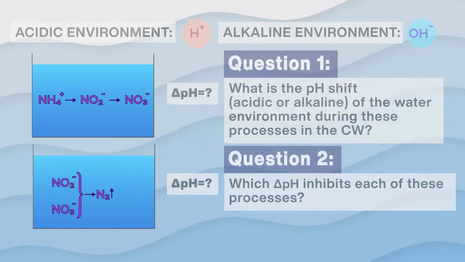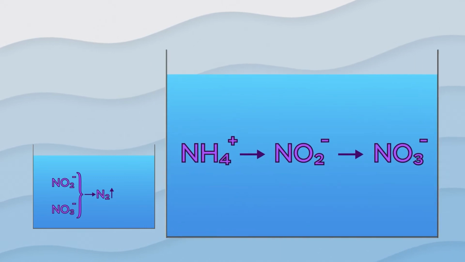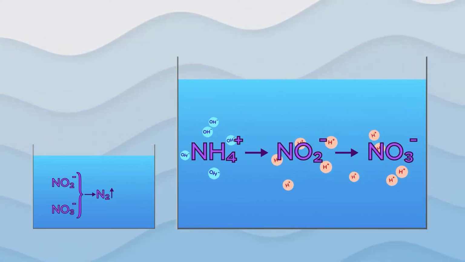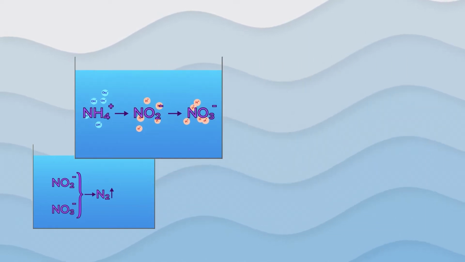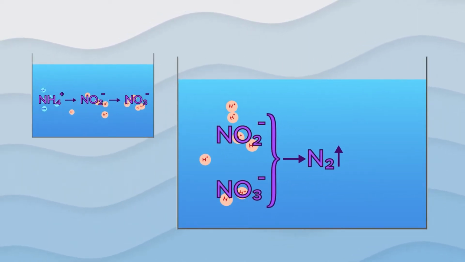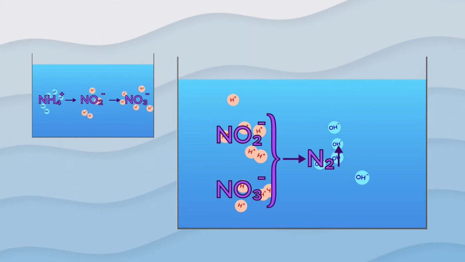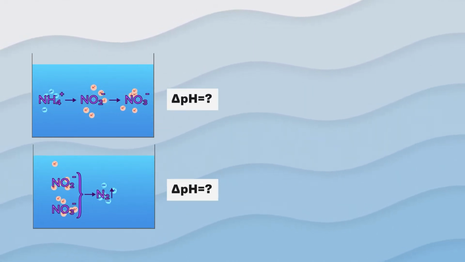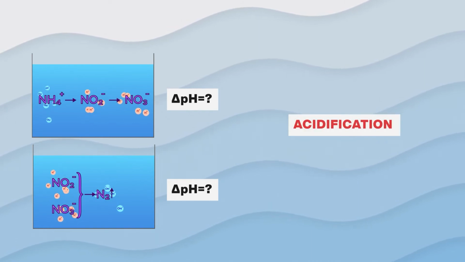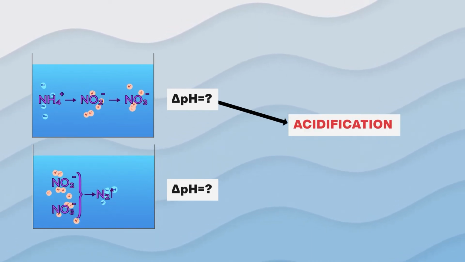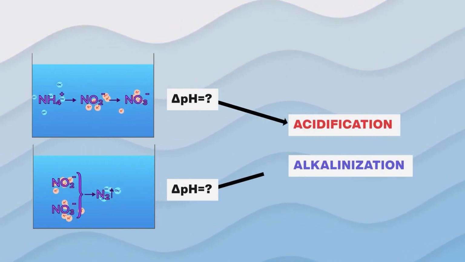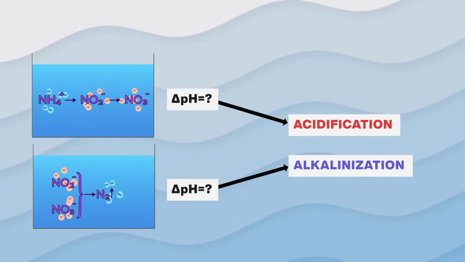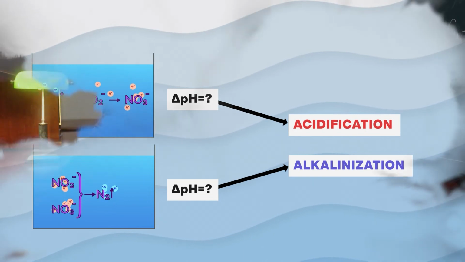I'm ready to answer both questions. Go ahead, Miss Doolittle. The first answer is that nitrification makes pH level shift to acidic. Denitrification makes the pH level shift to alkaline. The second answer is that nitrification is inhibited by the acidification of the environment, and denitrification, in contrast, is inhibited by the alkalinization of environment, if I'm not mistaken, Professor.